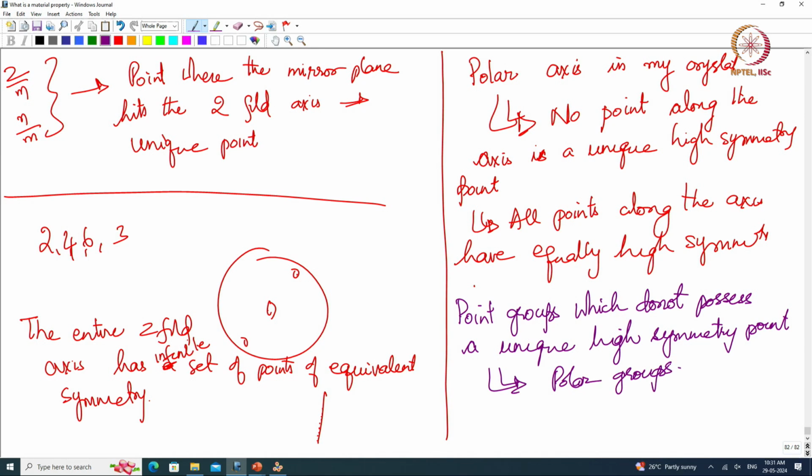So, for example, all these rotations: two-fold, one-fold also, that is an identity operation, two-fold, four-fold, six-fold, three-fold. All these are polar groups as point groups. If I have two-fold, I just have one two-fold axis of rotation, the other one is a trivial one-fold axis of symmetry. If I have three-fold, I have only one three-fold axis of symmetry. So, these are all polar point groups.